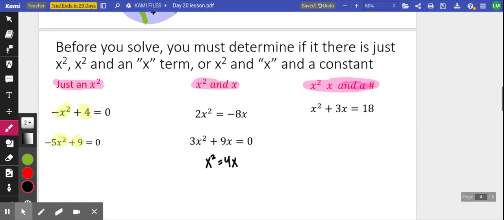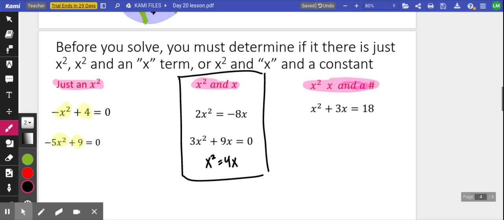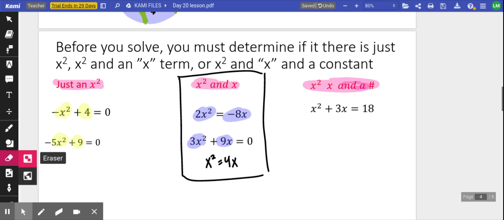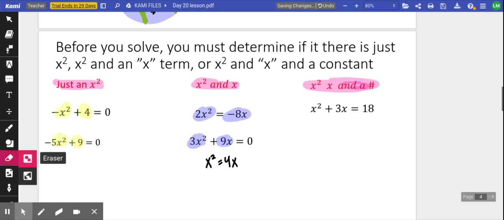Today, right now, we're going to be looking at this middle column where we just have an x squared and an x, but no number at all. So I have 2x squared, negative 8x, 3x squared, 9x, something like that, okay? But no additional number. Now, I'm going to show you why we can't do it the same way as the first video where we just take a square root of both sides.